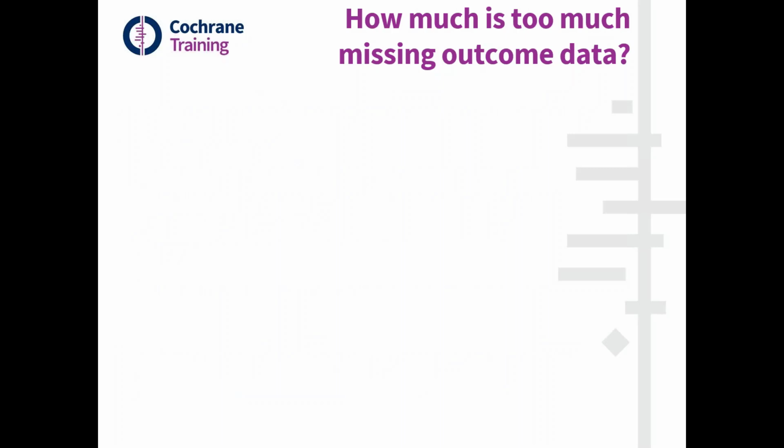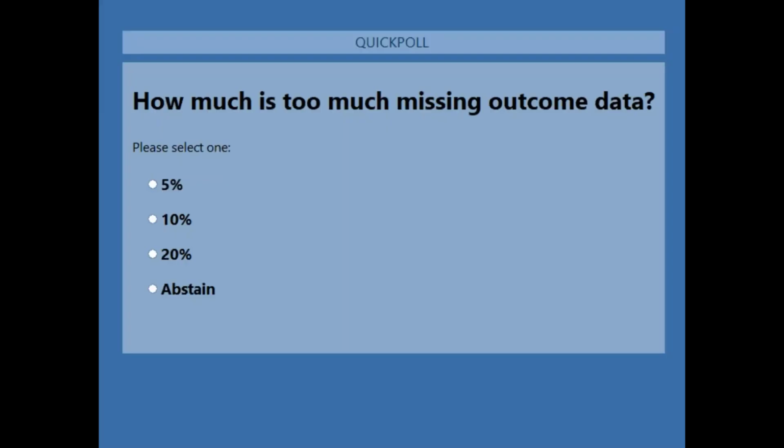So it's not going to be stop, start right through. But I want to do a poll now just to get your view on this question: how much outcome data being missing is too much? So, Dara, if you just open the first poll, and see whether people have thoughts on that. Just opening on my screen. So I've got options of 5%, 10%, 20%.